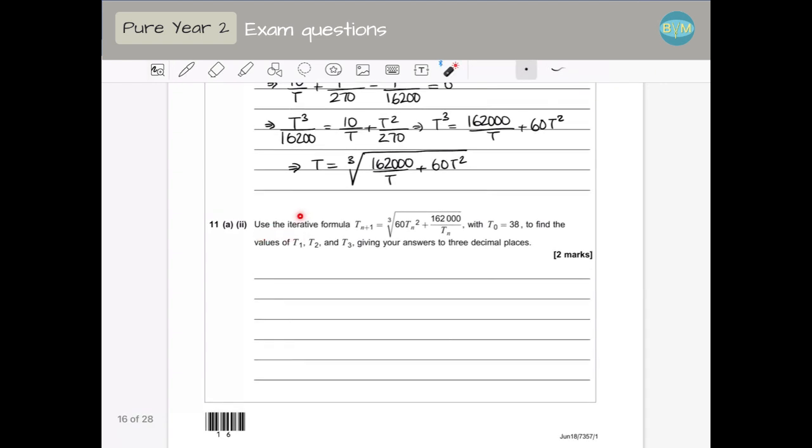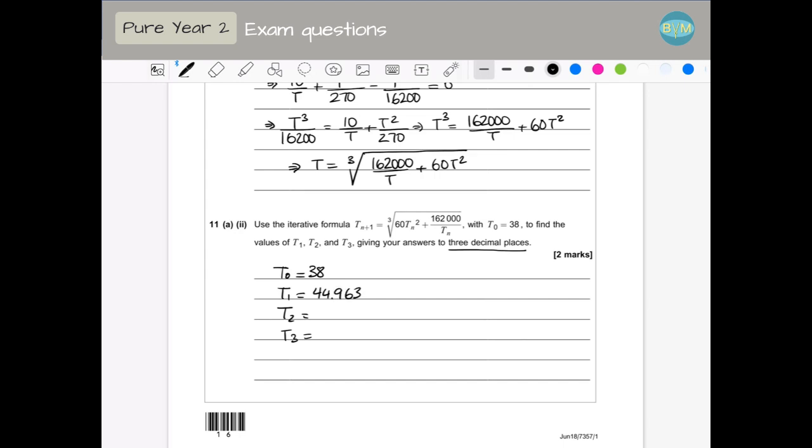So in the second part, we have to use the iterative formula that comes from here. You see t_{n+1} and t_n with t0 equal to 38 to find t1, t2, t3 to 3 decimal places. So I'm just going to sub in t0 equal to 38 here and here, then I will get t1. When I have t1, I'm going to put it here and here to get t2, and so on. You can do that easily with the calculator in seconds.